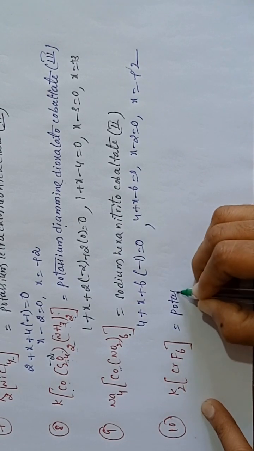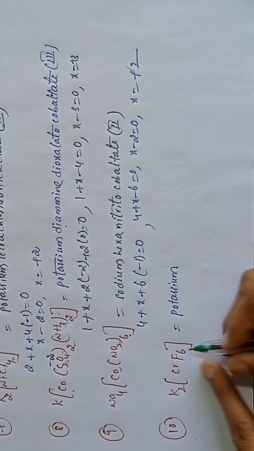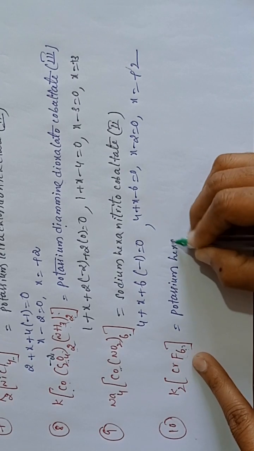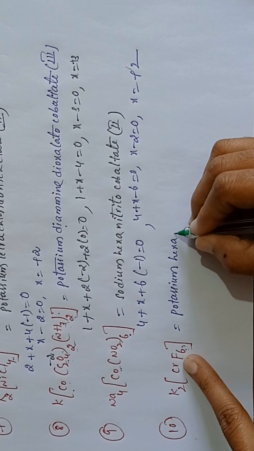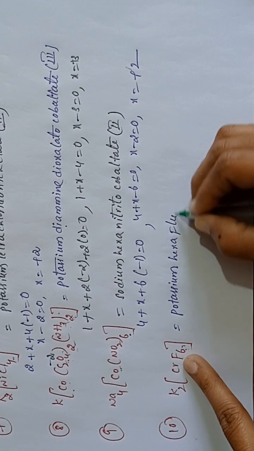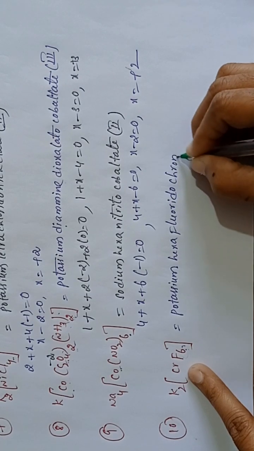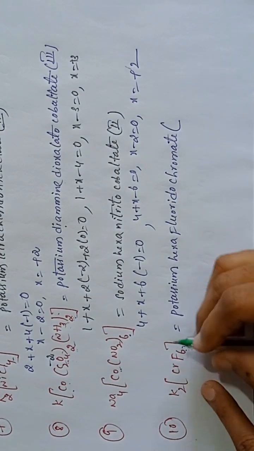Now the last example, see students, potassium. Take potassium here. Next, the number of ligands should be written. Total 6, hexa. Fluorine. What is the name of the ligand? Fluorido. Clear? Fluorido. Chromate. Chromate. What is the oxidation number?